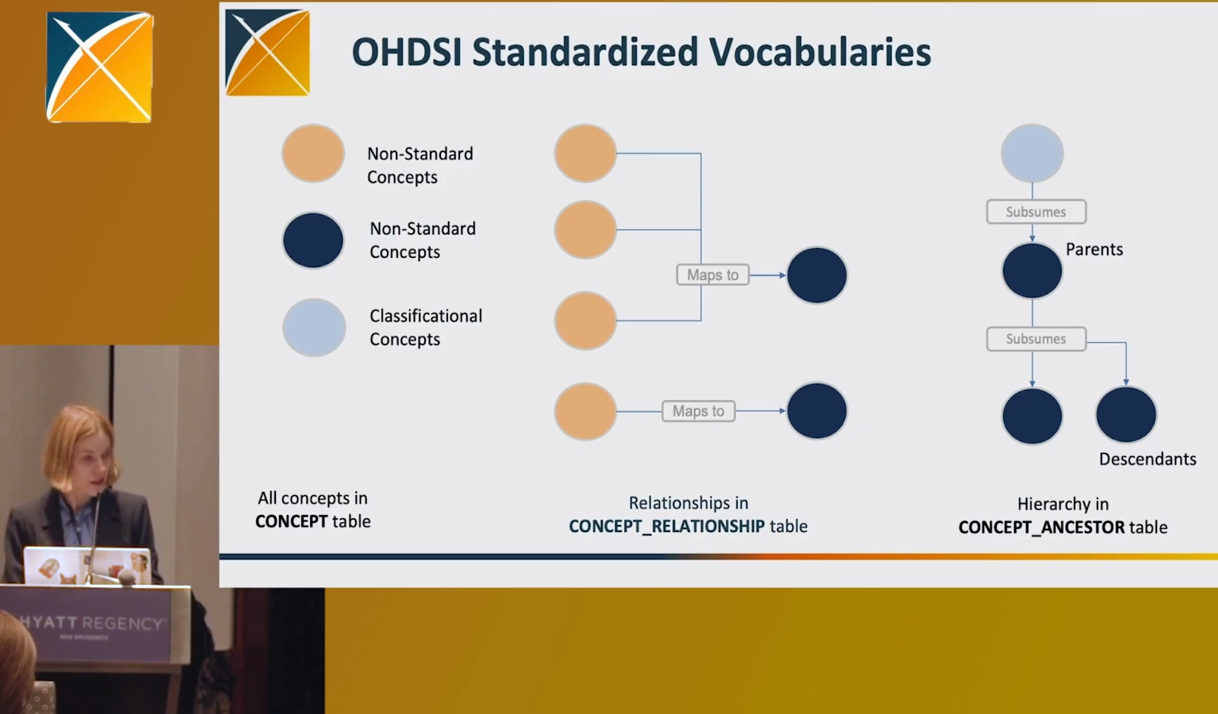And the way it lives, again, very basic, the way it lives in the vocabularies is that you have all of the concepts, standards, source, classification, in the concept table. You have all the relationships, maps to, but also all of the other relationships in the concept relationship table. And you have the hierarchy that is computed in the concept ancestor table.